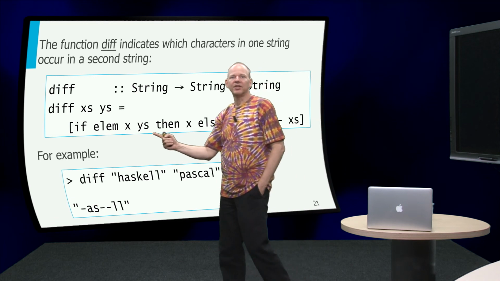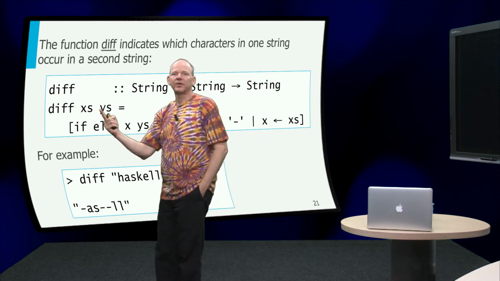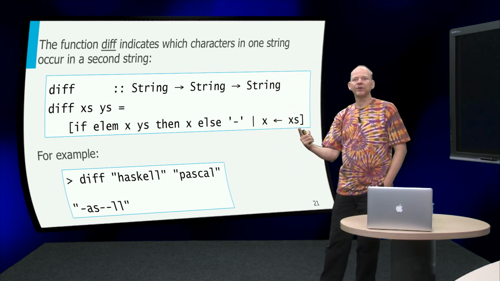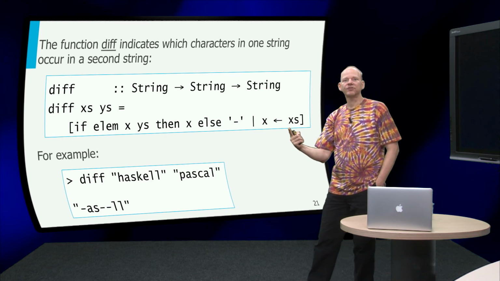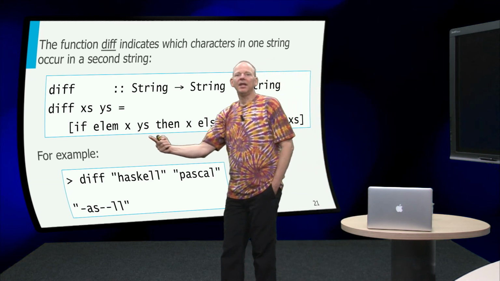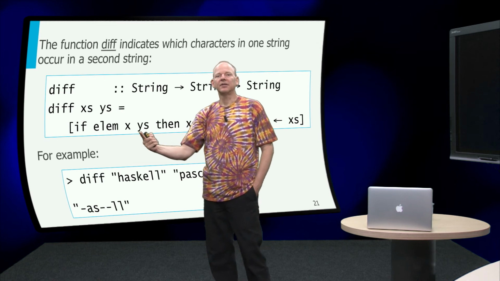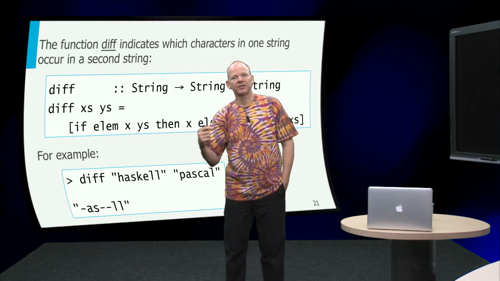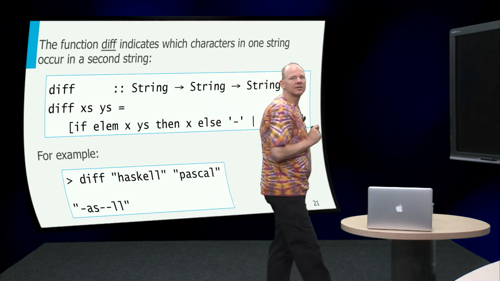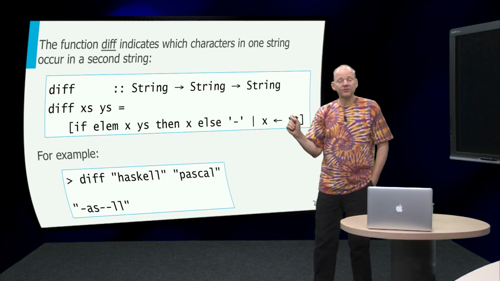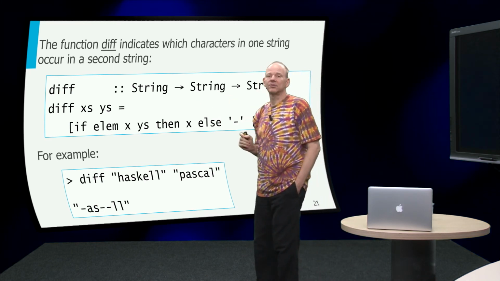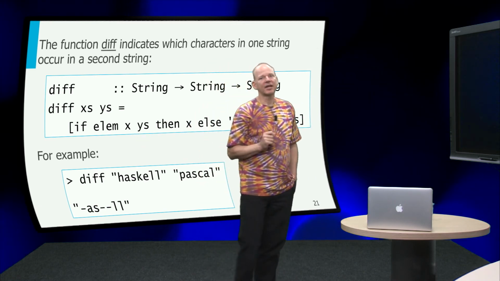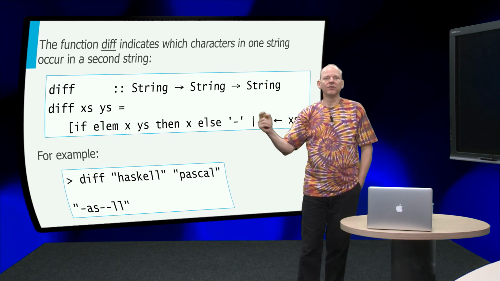All right, so what we say, we take the two strings, and we're going to check for each character in the first string, for each x in the first string, we say, if that character appears in the second string, then we just return that character. So every character from the first string that appears in the second string, we're just going to return. And all characters from the first string that don't appear in the second string, we're going to return an underscore.